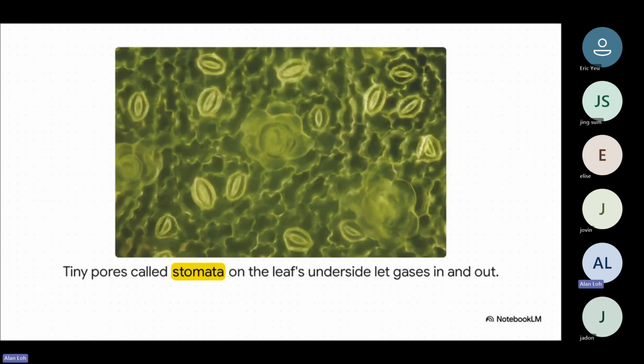And if we zoom in even closer, we find another brilliant little detail. The bottom of the leaf is covered in thousands of tiny pores called stomata. Think of them like microscopic mouths that the plant can open and close. They open up to breathe in the carbon dioxide it needs, and then they breathe out the leftover oxygen. It's this perfectly controlled gateway for gases.